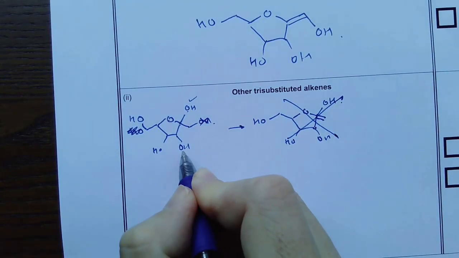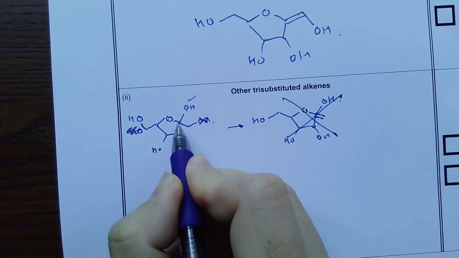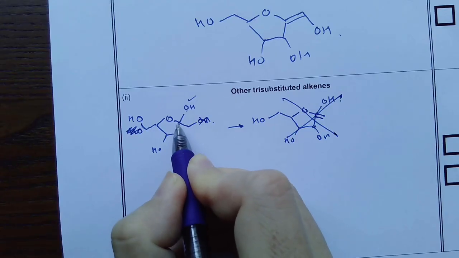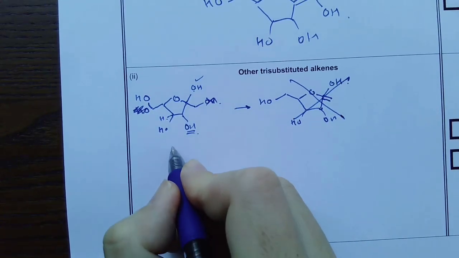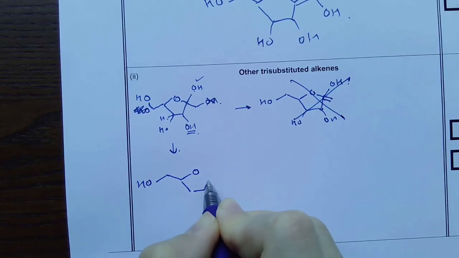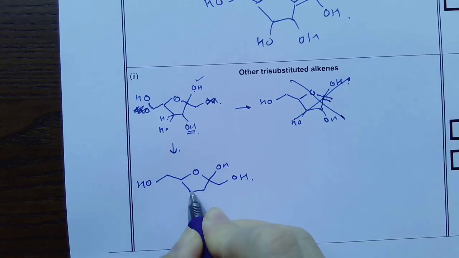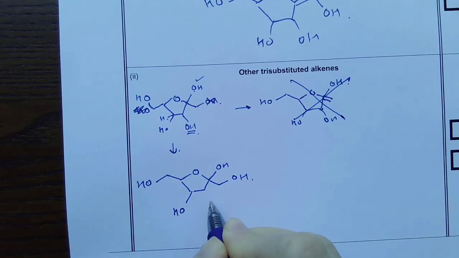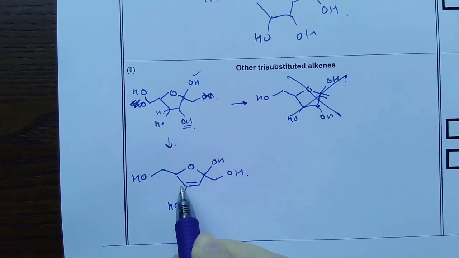Okay, so let's now think about this one. For the same reason, I can't form the double bond here because this can't lose a hydrogen, but I have got a hydrogen here. So that's going to give me this, that stays the same, that stays the same. I've still got my alcohol group there, but now I've lost that alcohol. So I lose the alcohol here and the hydrogen here, and I make that. Now, that's that one done.